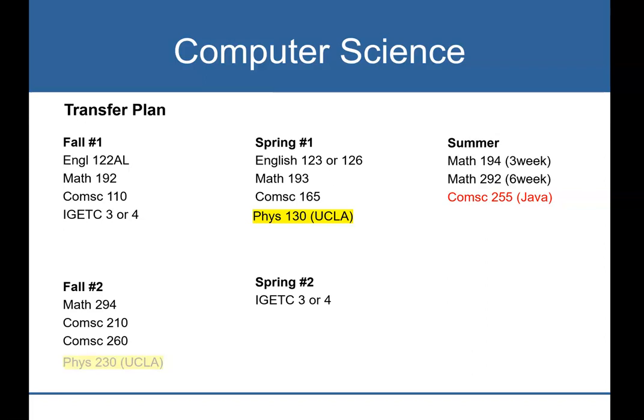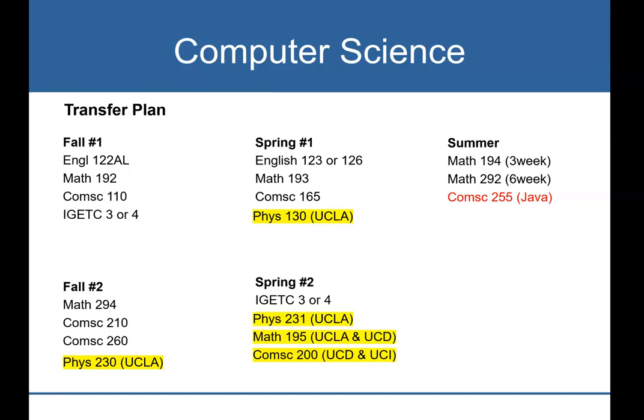That's going to be the prerequisite for Physics 230, because a lot of the universities are going to require all 3 physics. Now, for your final spring, your final physics for UCLA, Math 195 is sort of a recommended course for UCLA. It's a benefit to your application to have it done.